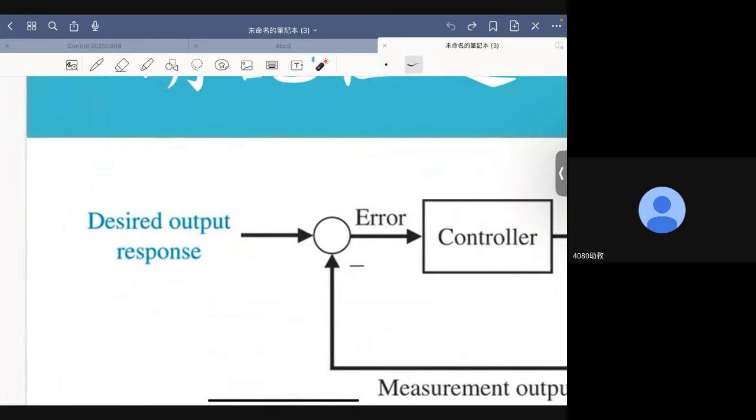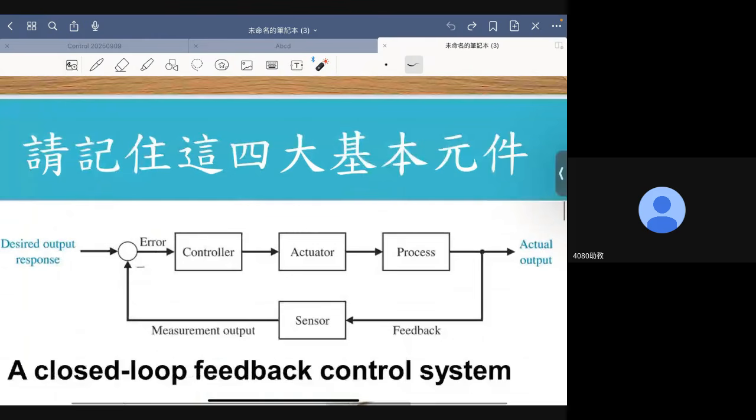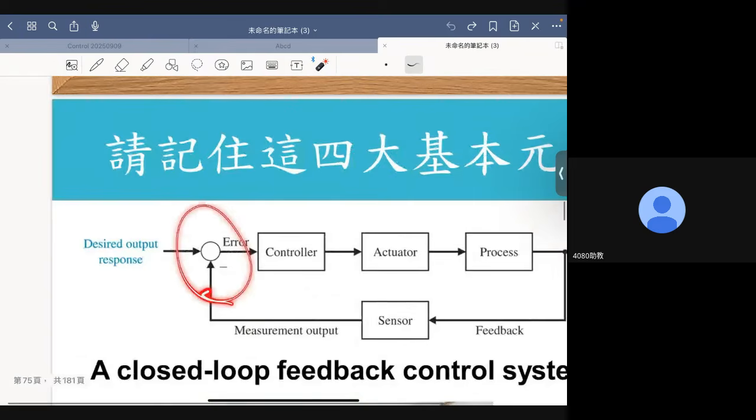Like the air conditioner, you set a desired room temperature. And then the air conditioner within its built-in temperature sensors will measure the actual room temperature. And the actual room temperature will be compared to the desired room temperature. And then it comes out with a temperature error. And the controller within the air conditioner will decide what to do with its motor. Okay, will increase the speed of the motor or decrease the speed of its motor. Okay, now, and the process, of course, is the room where the air conditioner is in.